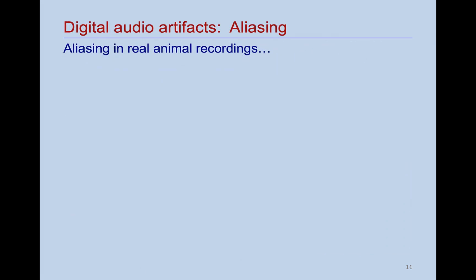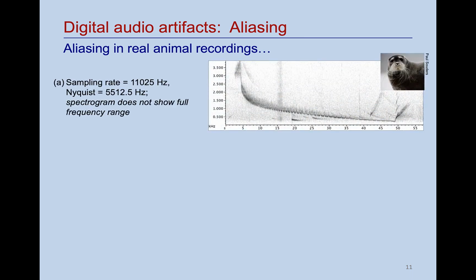Let's take a look now at aliasing in some recordings of real animal sounds. To start, let's look at this recording of a bearded seal singing its territorial song in the Arctic waters off of Point Barrow, Alaska in April. This recording was originally made at a sample rate of about 11,000 hertz, giving it a Nyquist frequency of about 5,500 hertz. The spectrogram here doesn't show quite all of that frequency range.